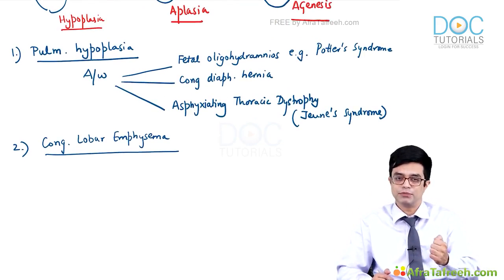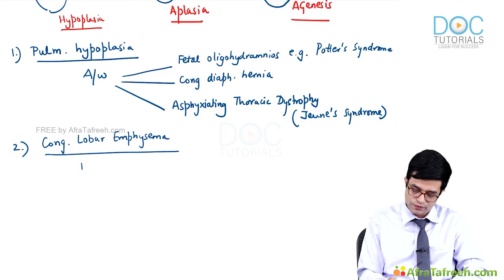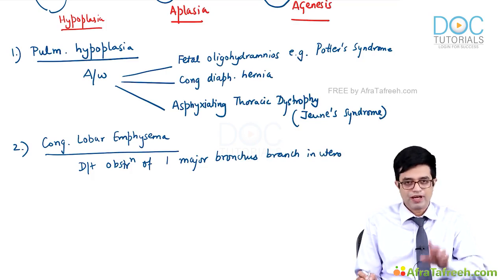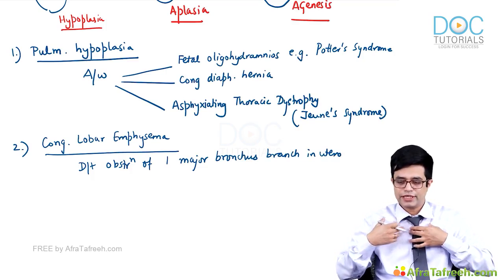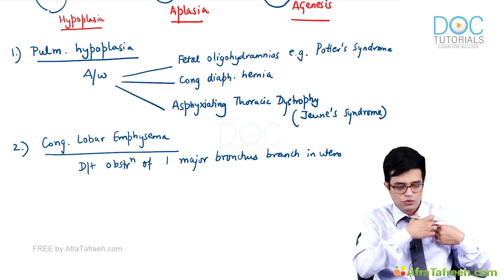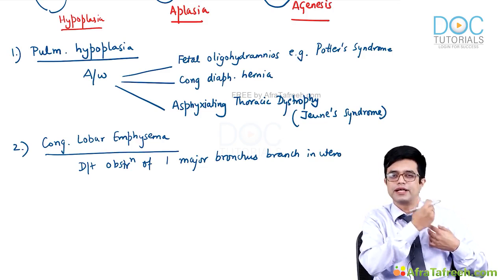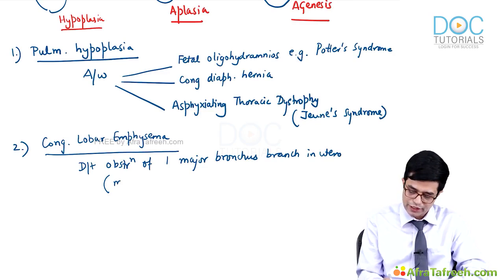congenital lobar emphysema. Congenital lobar emphysema is a congenital condition which occurs due to obstruction of one major bronchus branch in utero. So imagine you have a major bronchus dividing into right and left. On the left there are further 2 or 3 divisions going to the lobes. One branch gets totally occluded. It may get occluded or obstructed due to maldevelopment.